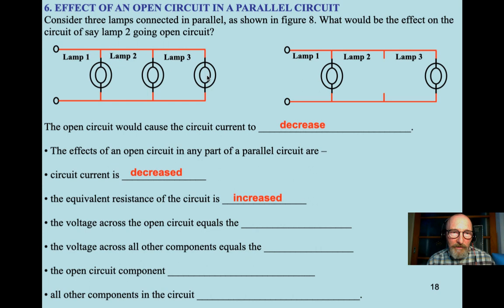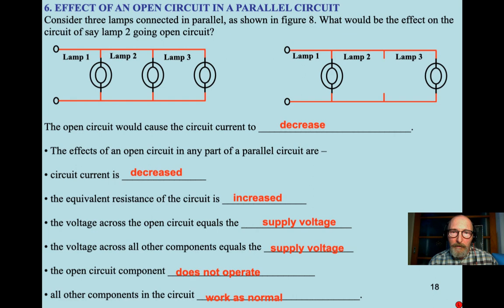Voltage across the open circuit is equal to the supply voltage. So if we measure across that lamp, we get supply. We measure even across the open circuit lamp, we still get supply. Voltage across all the other components equals the supply voltage. The open circuit component does not operate, so the bulb has burned out, or the wire connecting to it has become disconnected. That component does not operate, but the other two components operate perfectly okay. All other components in the circuit work as normal.